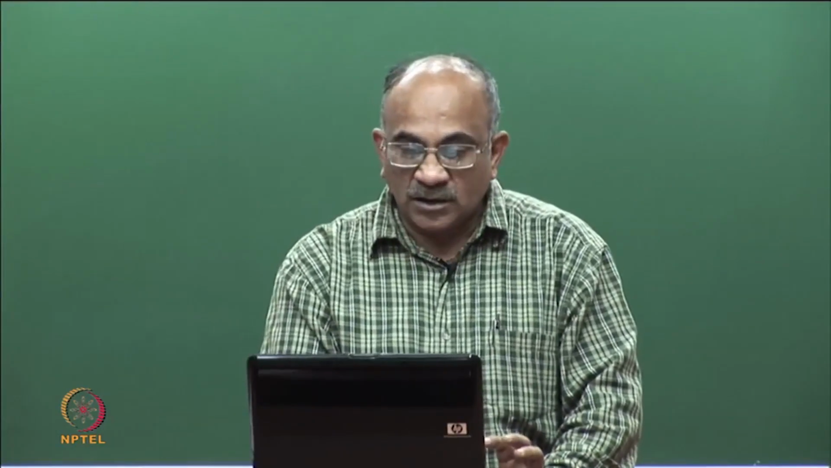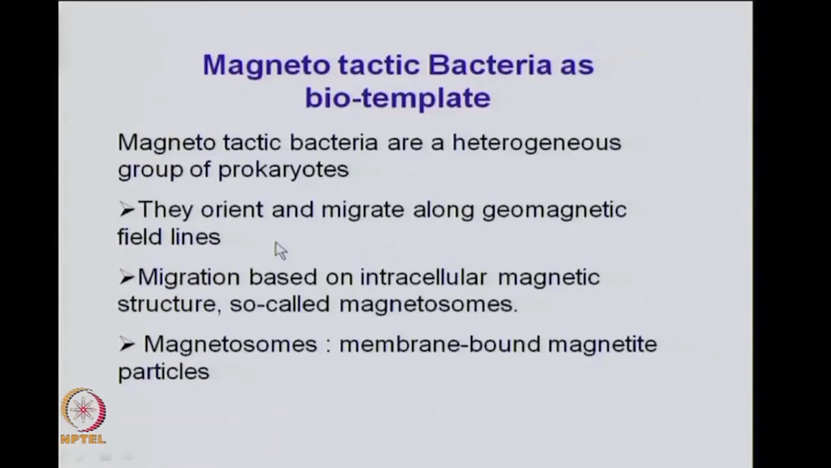So, how can it find out? That is because it has some magnetic particles inside the body. This migration of these bacteria based on the Earth's geomagnetism is related to the magnetic structures, the magnetosomes, inside these bacteria, and these magnetosomes are nothing but Fe3O4 particles, which are also called magnetite particles, which are bound inside the membrane of these cells. These are called magnetosomes.